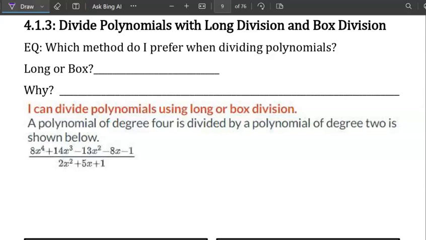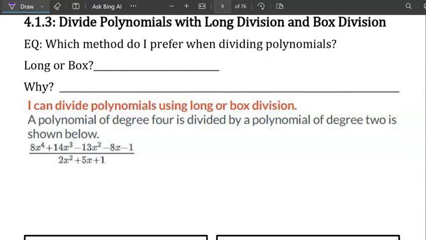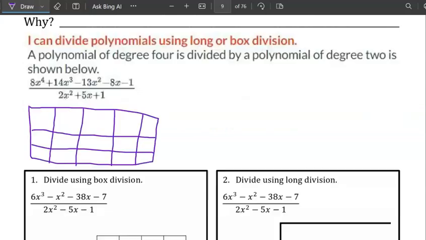A polynomial of degree 4 divided by a polynomial of degree 2 is shown below: 8x to the fourth power plus 14x cubed minus 13x squared minus 8x minus 1, all over 2x squared plus 5x plus 1. Let's do the box division first. So we'll draw a box. For box division, we will have 3 rows for our divisor, 2x squared plus 5x plus 1.